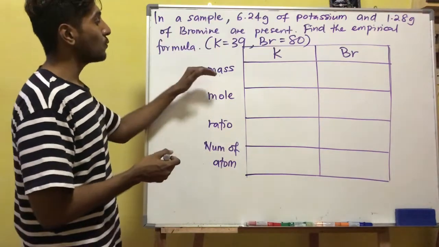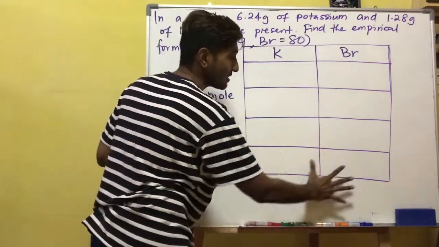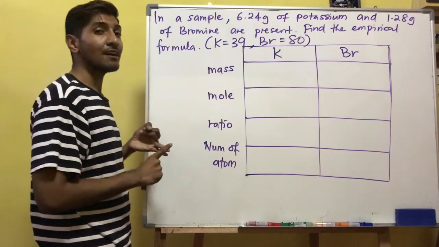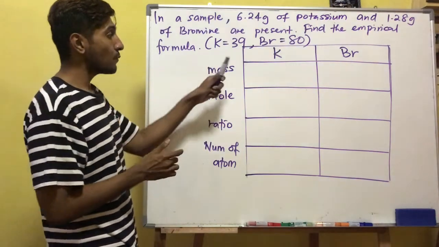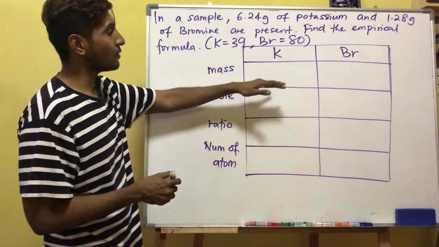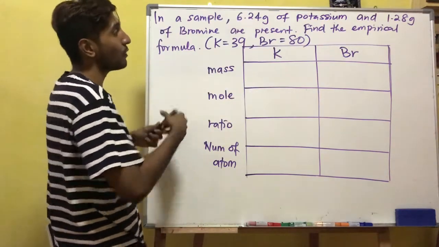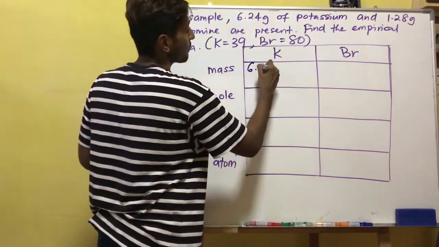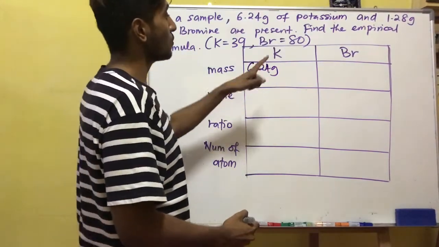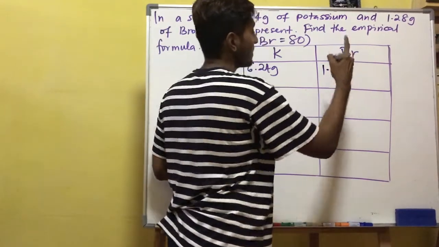So now I would personally recommend you guys to answer this in this box form. Why? Because first, it is clearer to see and it's hard for you to make mistakes. So first, we are going to list. What is the mass of potassium? 6.24 gram, right? Just write it there. What is the mass of bromine? It is 1.28 gram here as well.